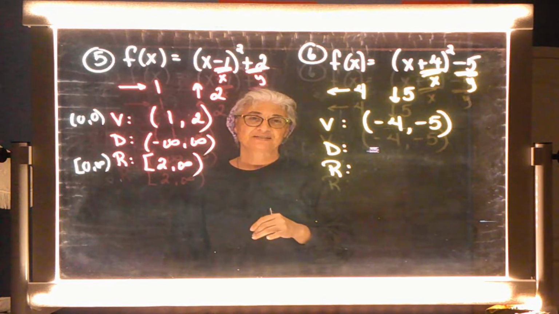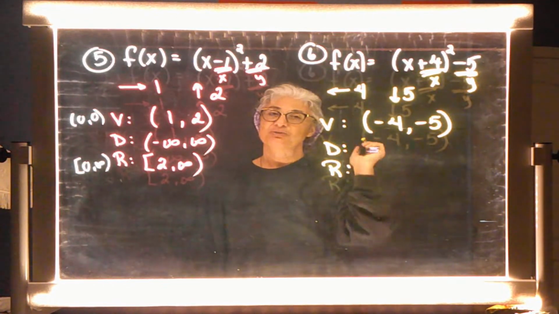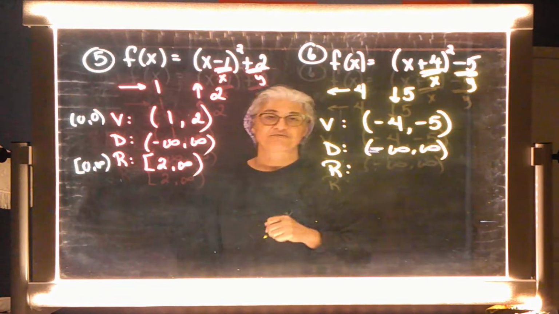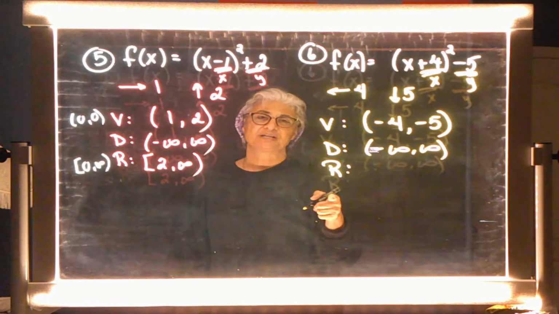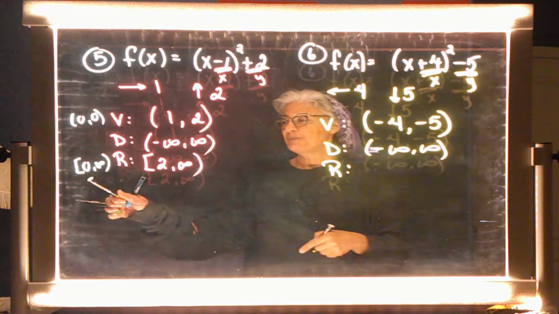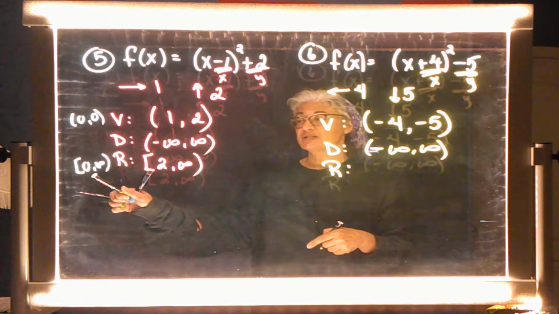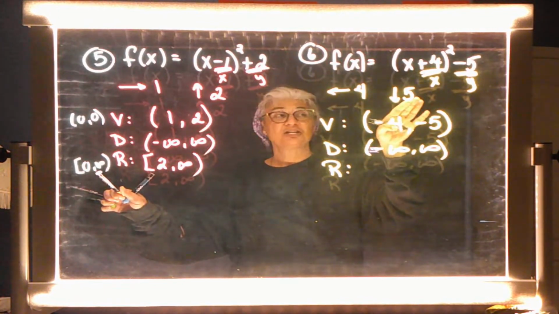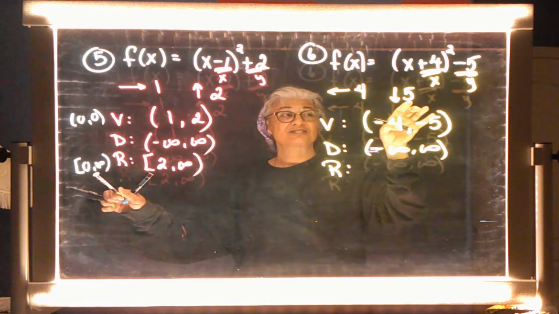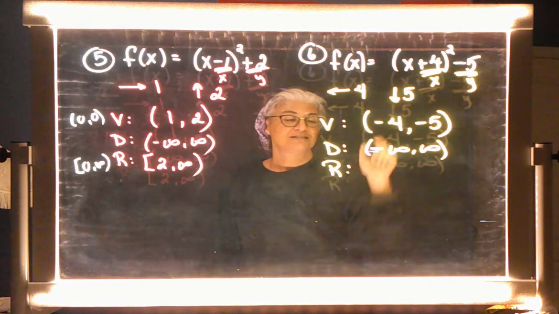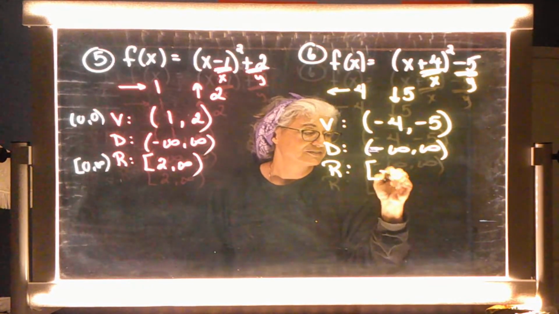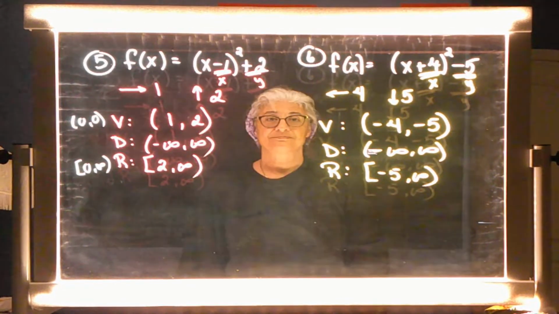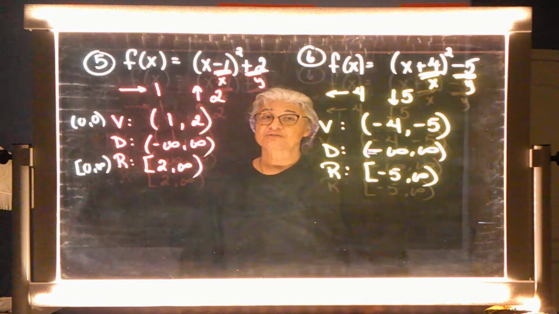Does your domain get affected? Nope, domain's not affected. Domain is still negative infinity to positive infinity. And the range. Now the original parent graph starts at 0 and goes to infinity. But according to our information, your range doesn't start at 0, it starts at, good, negative 5 and goes to infinity. With me? Okay, so far so good, right?